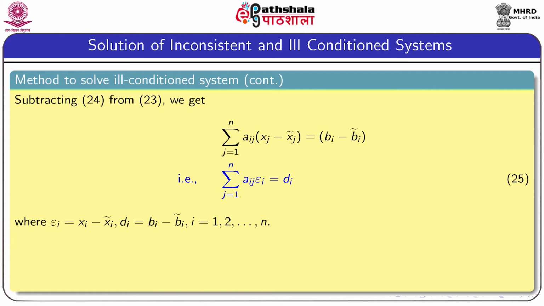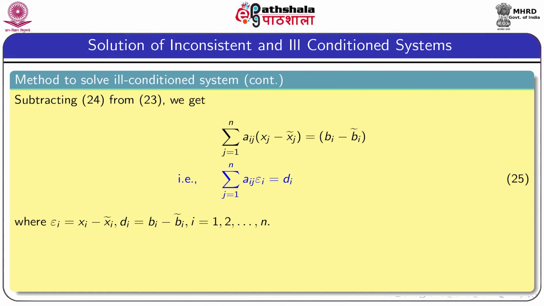Subtracting equation 24 from equation 23, we get summation over j equal to 1 to n aij into xj minus xj tilde equal to bi minus bi tilde. Note that xj minus xj tilde is the difference between the exact solution and the approximate solution, and similarly bi minus bi tilde represents the difference between right hand vectors.